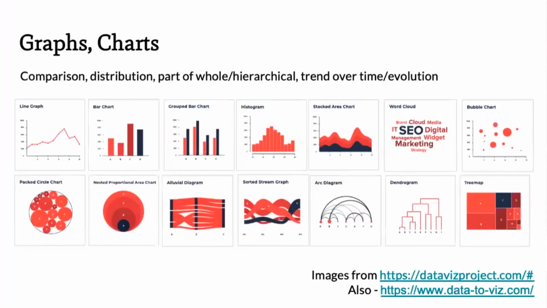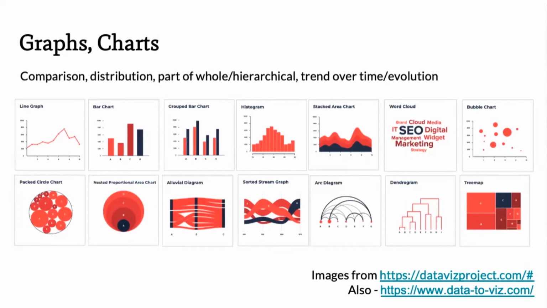So we've seen lots of historical examples, but what does the landscape of data visualization look like today? There are lots of different graphs and charts. Different kinds of graphs and charts are used for different purposes: to support comparison, to see distribution, to be able to inspect part of whole or hierarchical data, so to be able to see what parts you have in a greater whole, to see trends over time or to see evolution. So you would pick different charts for these different purposes.